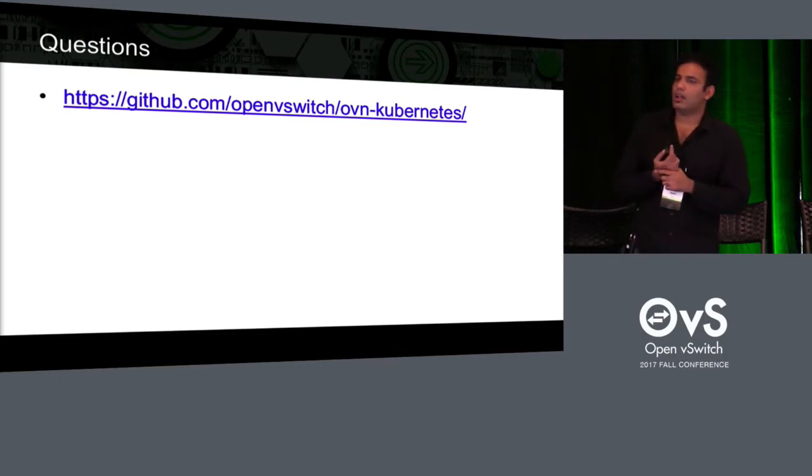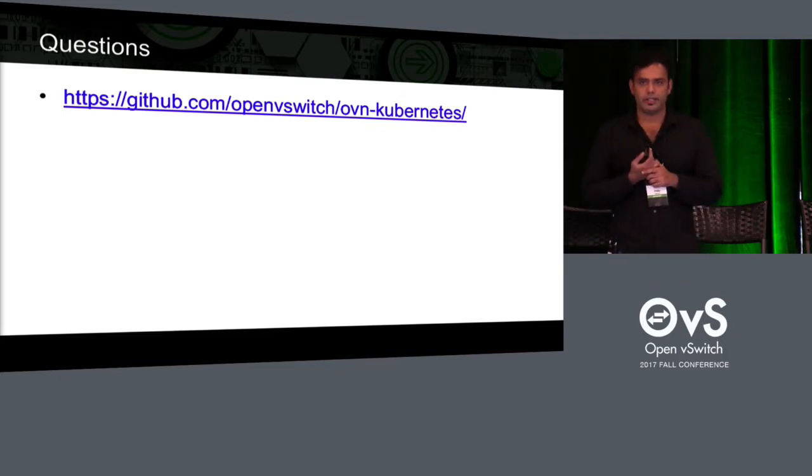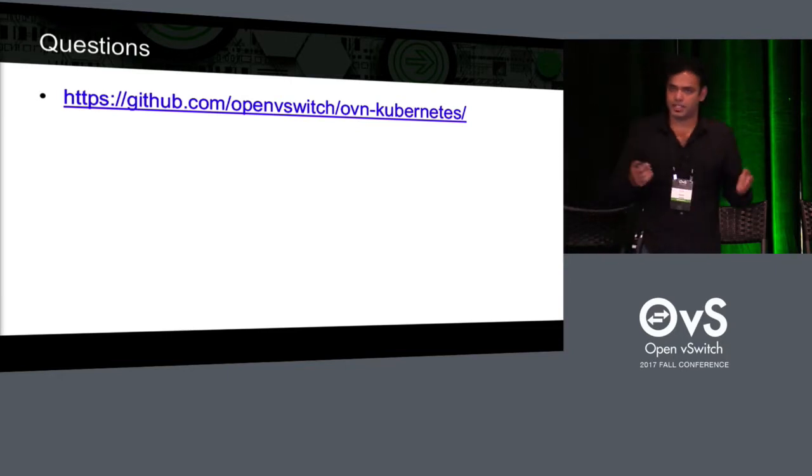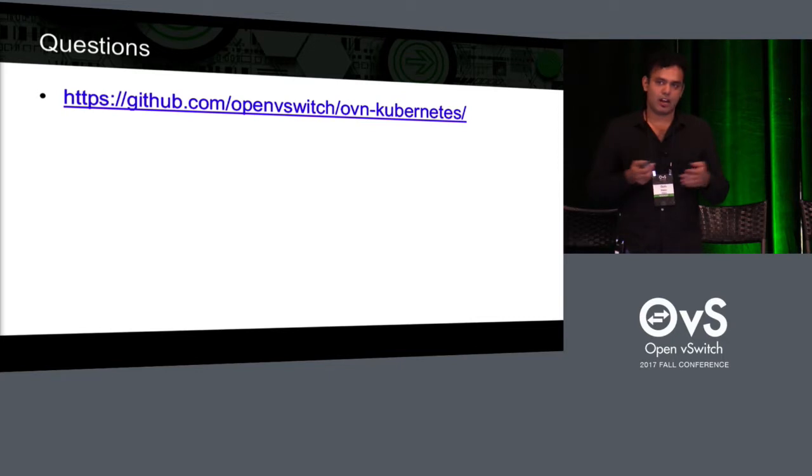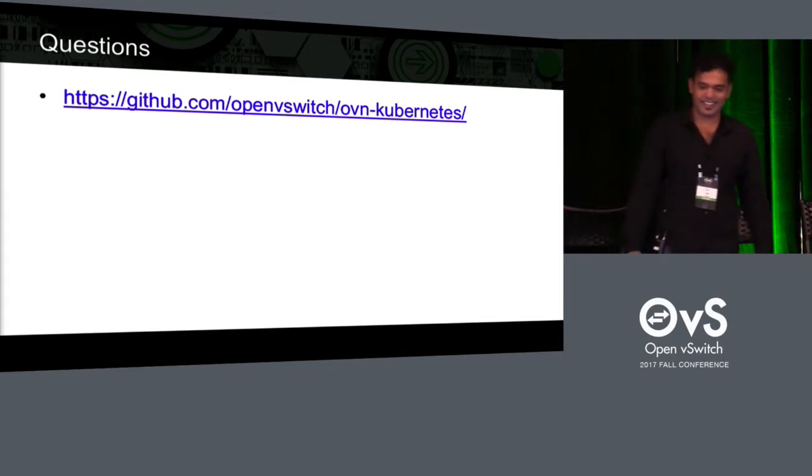So the code is all in the Open vSwitch repository. And there is a bunch of development opportunities for people who want to contribute. We have some rough edges which need help cleaning up. So anyone interested, please reach out, and we can code together. And that's it. I guess I finished early.